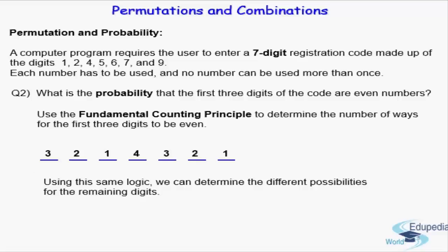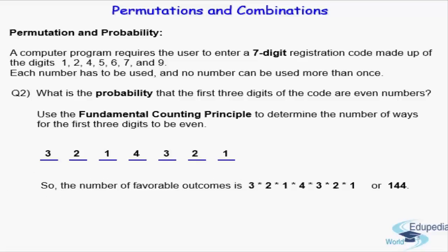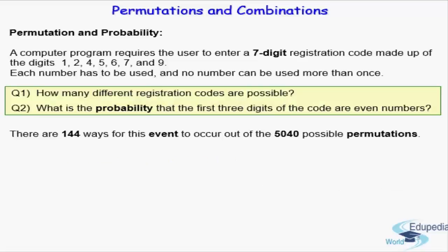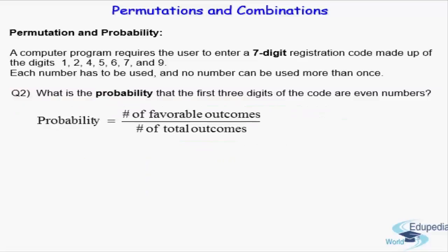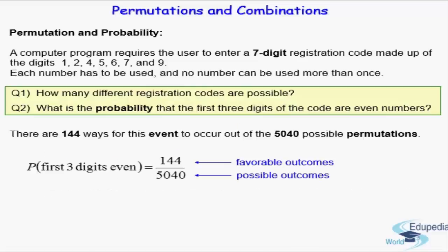So moving on, we already know the answer to this. That is going to be 144: 3 multiplied by 2 multiplied by 1, into 4 into 3 into 2 into 1. This is the way we find the combinations of the number of even digits in the first 3 places of this number. After we are done with that, we already had the number of possible outcomes, that is all the outcomes that we saw over here. That was 5040. So we have the numerator, we have the denominator, and so the probability of the first 3 digits being even is 144 by 5040.